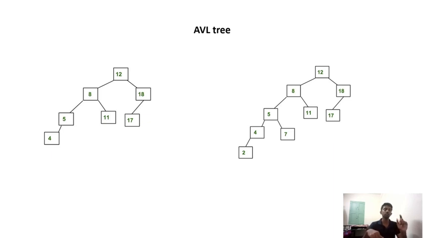So the value will be: the leftmost child's height is 1, and we don't have any value on the right side. So 1 minus 0 will be 1. So the value of 5 will be 1.